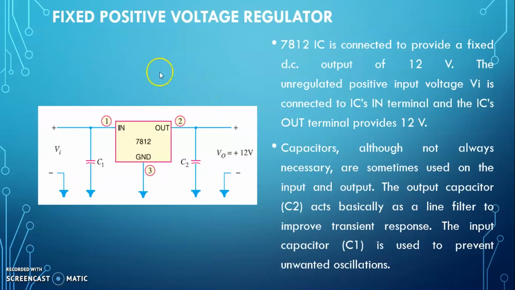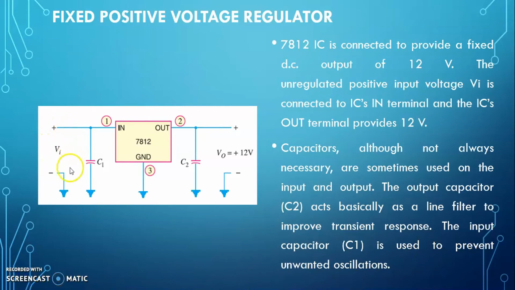Now we can discuss the operation of the fixed positive voltage regulator. The 7812 IC is connected to provide a fixed DC output voltage of 12 volt. The unregulated positive input voltage VI is applied to the IC input terminal and the IC's output terminal provides the 12 volt. Capacitors, although not always necessary, are sometimes used on the input and output. The output capacitor acts basically as a line filter to improve the transient response. The input capacitor is used to prevent unwanted oscillation.